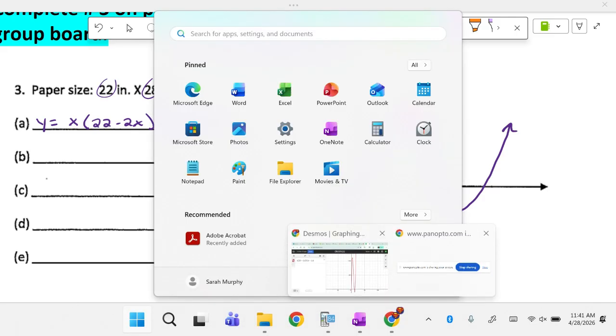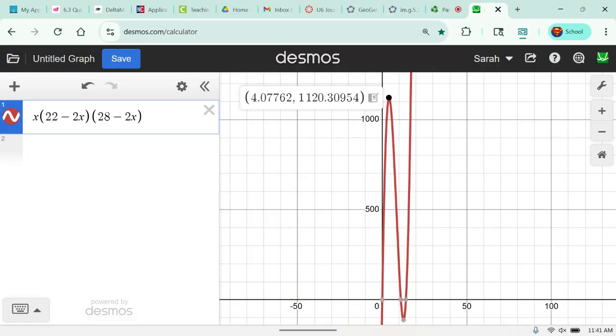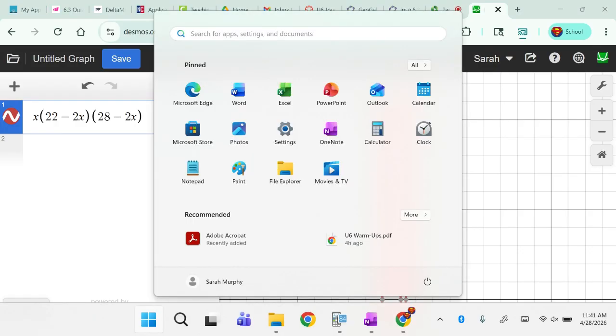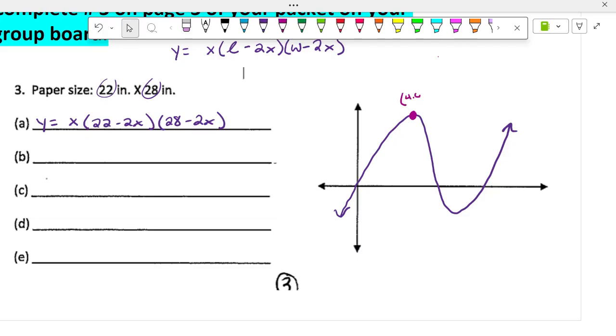So if I go back to Desmos, it should already graph that point for you. So round to the nearest 100, that's 4.08 and 1120.31. So that's 4.08, 1120.31. Which value is the size of your square? The x or the y? The x. So that means this would be a 4.08 inch by 4.08 inch square. That's the size you would cut out of each corner.